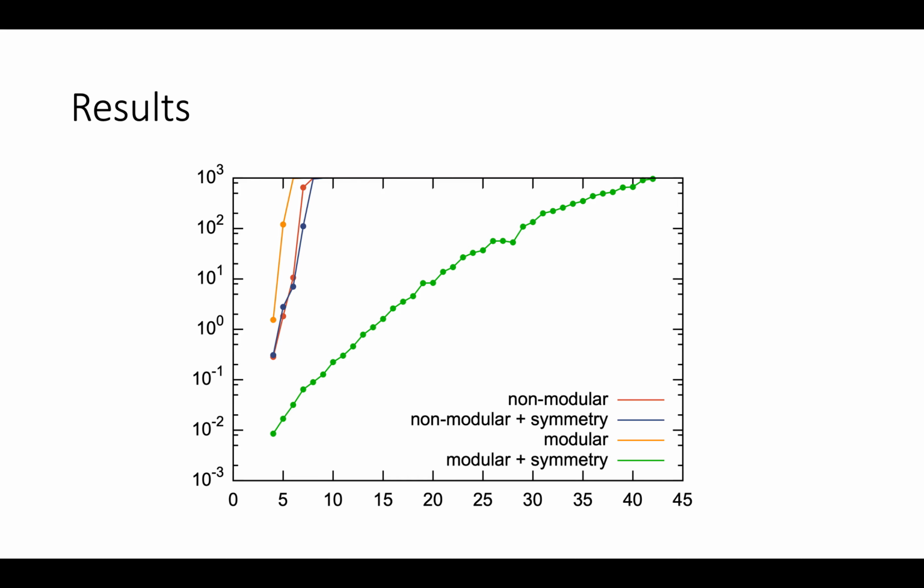For this problem, our modular method can synthesize up to 42 processes in less than 17 minutes. Here is a figure summarizing the results. We tried to enforce symmetry in the non-modular case as well, but we see that it does not provide any significant improvement. We can conclude that the combination of modularity and symmetry is the key to tackling scalability.